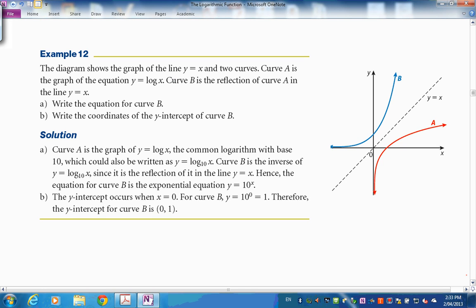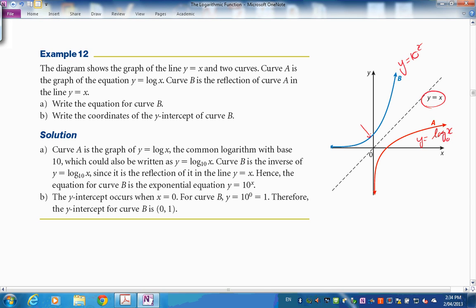Now, here we've got two curves, and we're suggesting that we're trying to connect these two. If curve A is a graph of log of x, log to the base 10 of x, which could be written like this, they're saying curve B is the inverse because it's reflected in the line y equals x, and therefore what would curve B be? Well, we know the inverse of these two functions, 10 to the x has log to the base 10 of x as its inverse, and vice versa, so we can say that's over there.